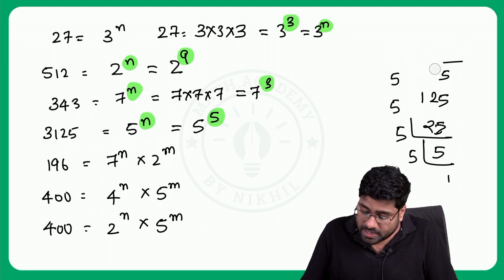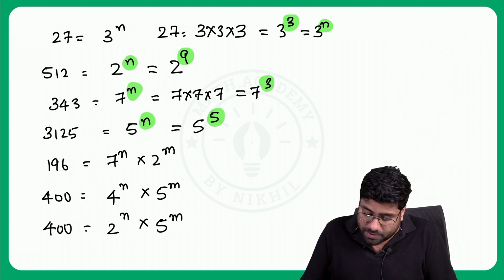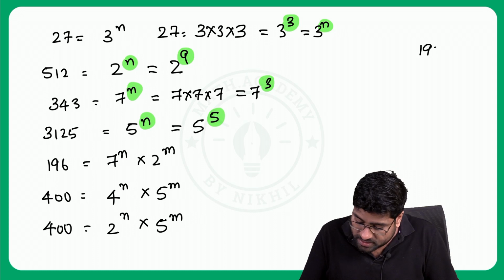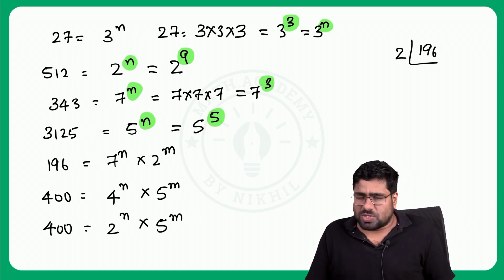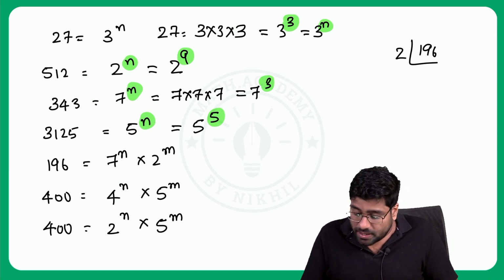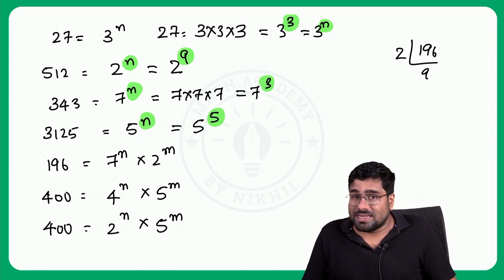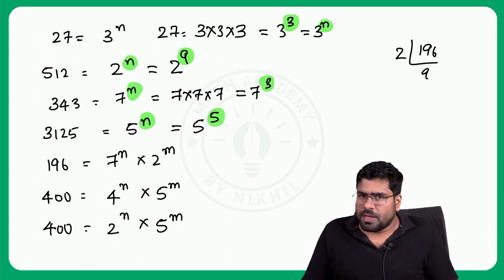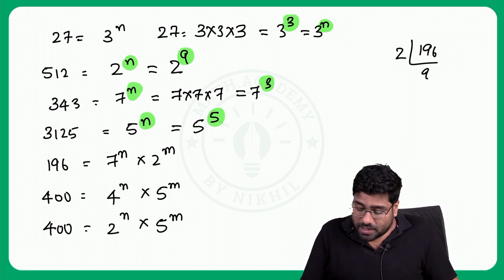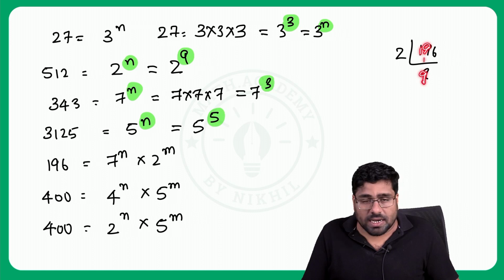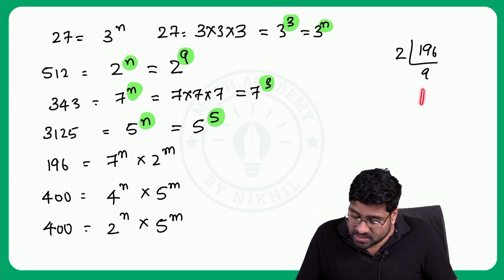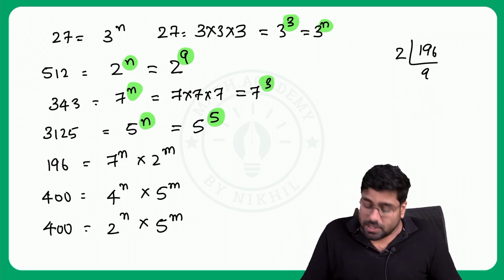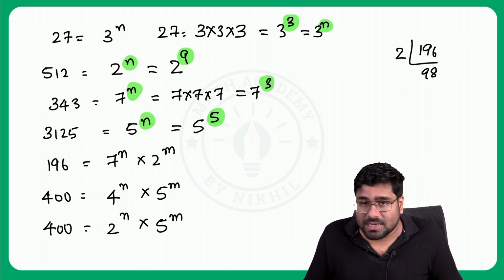Now we are going with the next question, and the next question happens to be 196, and I'm going to divide it by 2 first because 2 is simpler for me, so I chose 2. 19 means I'll divide it 9 times, so it is going to be 18, and 1 will be remainder, right? 19 minus 18 is equal to 1, so the remainder is 1, and 16 will come up, and 16 means I'll divide it 8 times, so it is going to be 98.